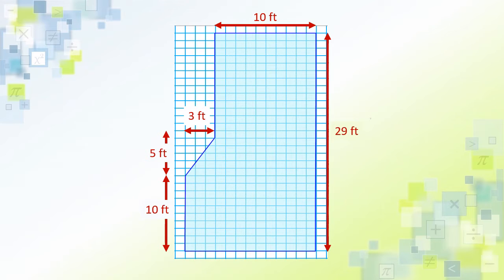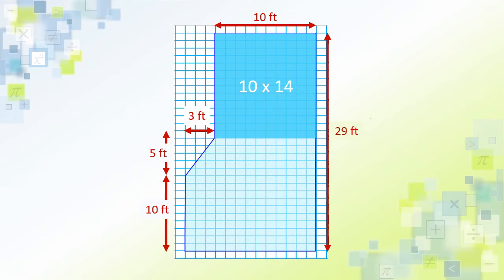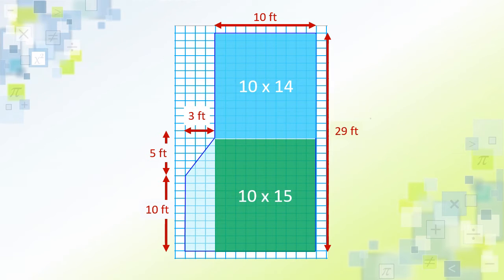Now we can start separating into common figures. We can separate the top into a rectangle very easily. That would be a 10 by 14 rectangle. Below that, we can have a 10 by 15 rectangle. To the side of that, we're going to have another small rectangle, a 10 by 3. And then above that, we're going to have a triangle, which is going to be a 5 by 3.